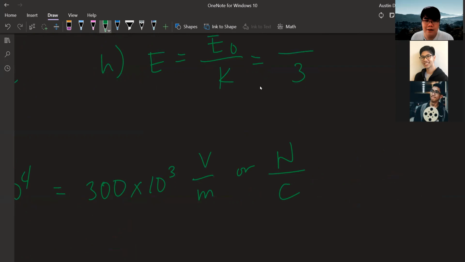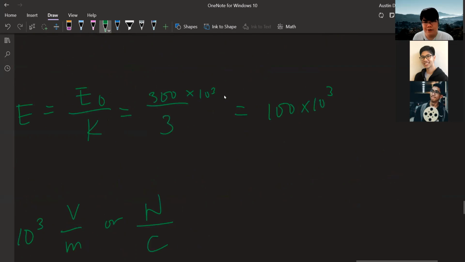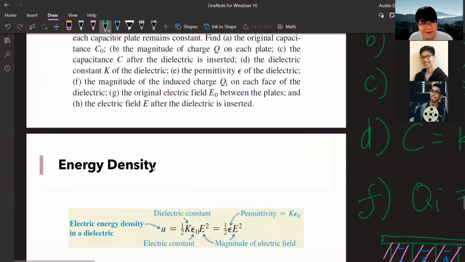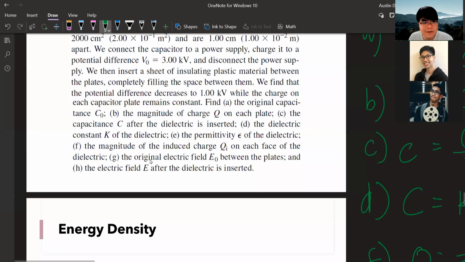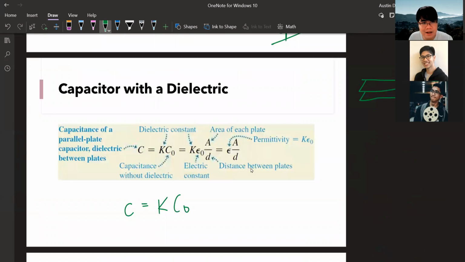Okay, so 300 times 10 to the 3rd. So this is just 100 times 10 to the 3. Newton per coulomb. Or again, volt per meter. Okay, so haba nun. Dami natin sinagutan. Amazing. Okay. So that is your capacitor with the dielectric. So the dielectric strengthens your capacitor, strengthen its ability to store more energy.